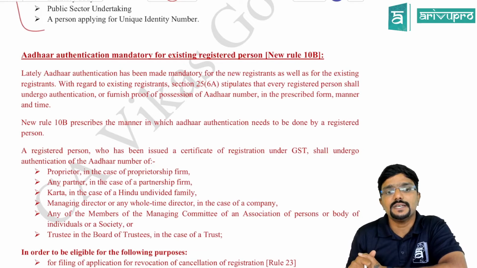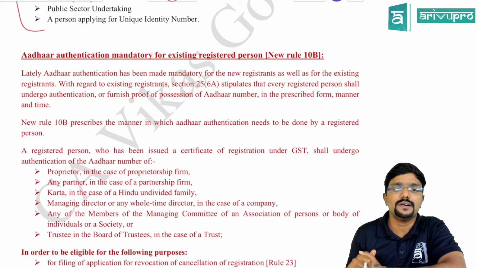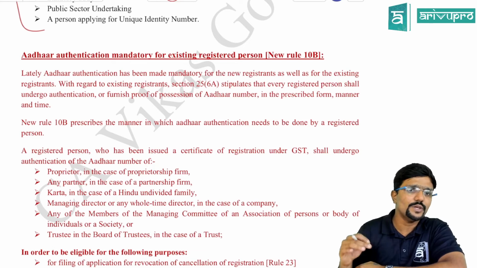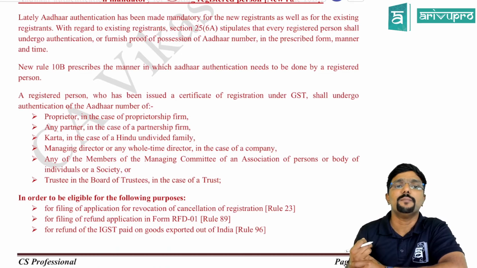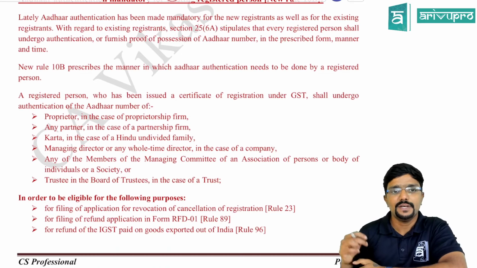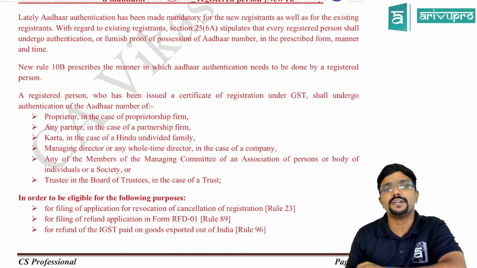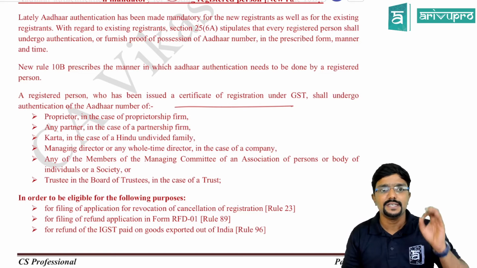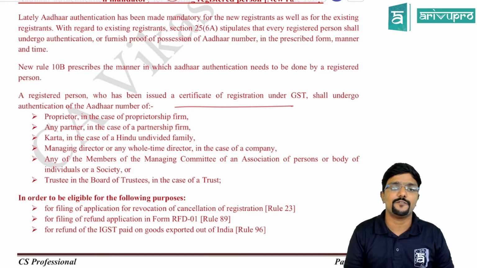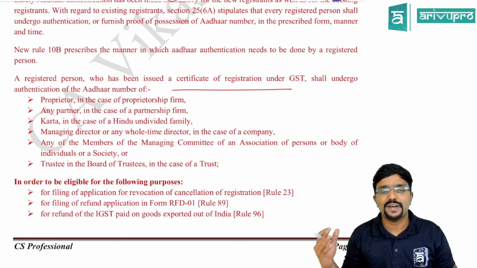With regard to existing registrants, section 25 subsection 6A stipulates that every registered person shall undergo authentication or furnish proof of possession of Aadhaar number in the prescribed form, manner and time. New rule 10B prescribes the manner in which Aadhaar authentication needs to be done by a registered person. A registered person who has been issued a certificate of registration under GST, that is in REG 6, shall undergo the authentication of Aadhaar number of, in case of a proprietorship firm, the proprietor. The proprietor's Aadhaar has to be authenticated.